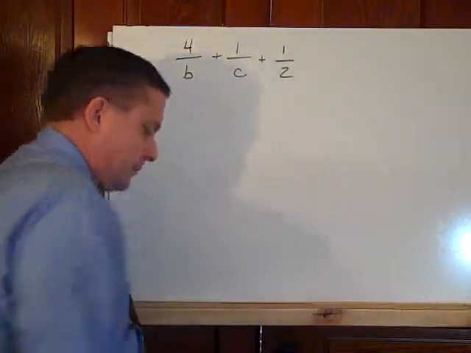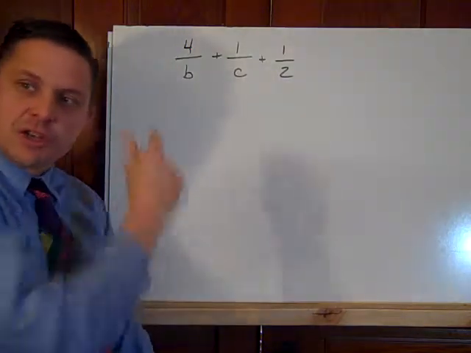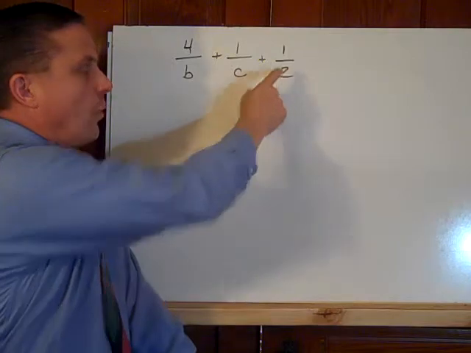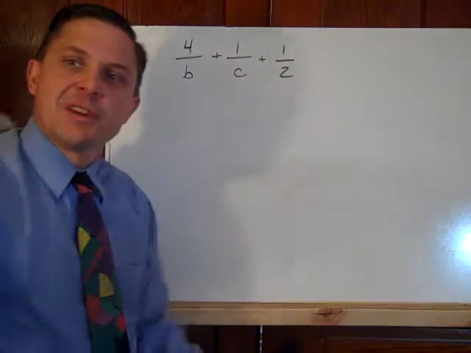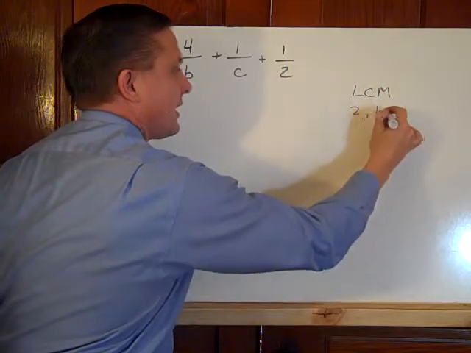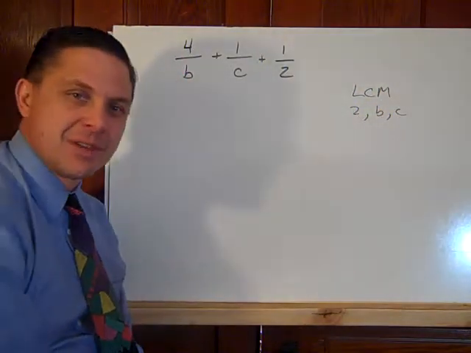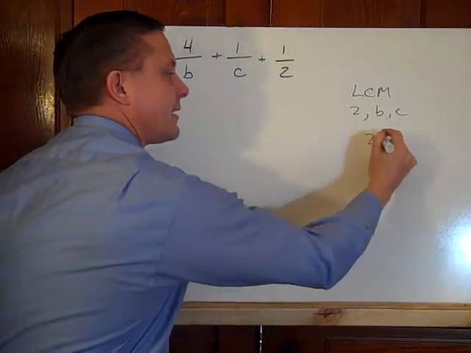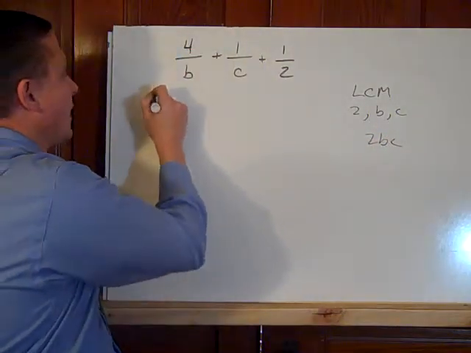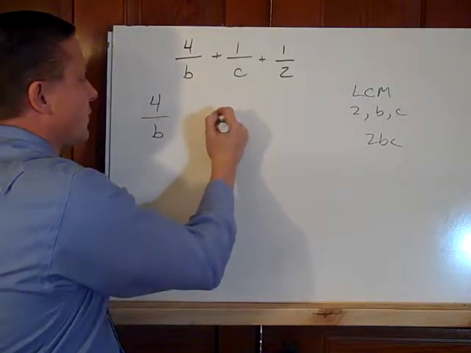So let's do a couple. Here's an expression, no equal sign, three terms, 4 over b, 1 over c, 1/2. The question becomes, what is the least common multiple of 2, B, and C. Well, I picked 3 primes. It is 2BC. So, I will have to change this. Now, I'm going to rewrite this, leaving space to do some work.